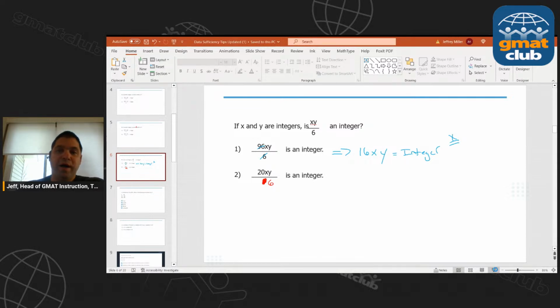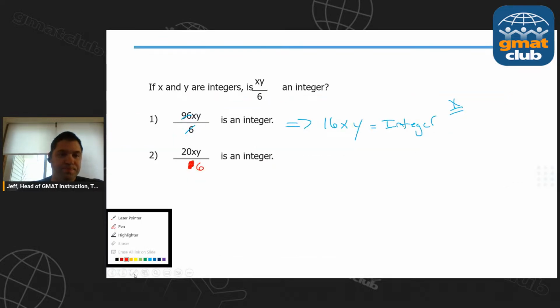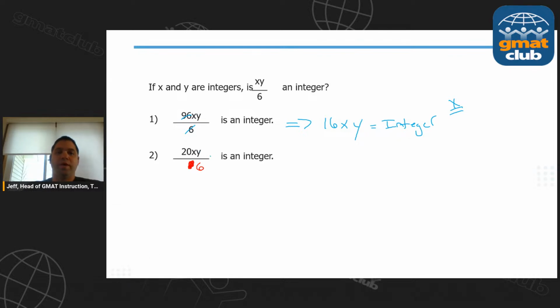Okay, so obviously statement 1 is not sufficient, right? Now statement 2, 20xy over 6 is an integer, right? If you take that at face value, some of you guys said the answer was B because you say to yourself, well, 6 doesn't divide into 20, so it has to divide into xy. That's not necessarily the case. We end up with 10xy over 3. That's the true value of what xy is a multiple of. So it's not that it's a multiple of 6, it's that really it's a multiple of 3.